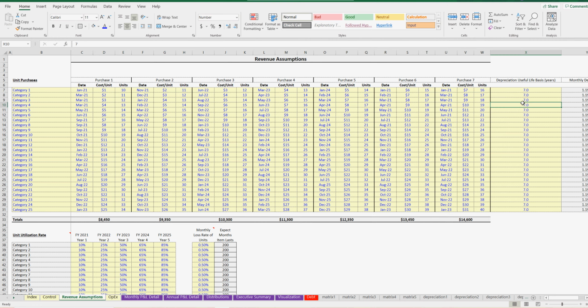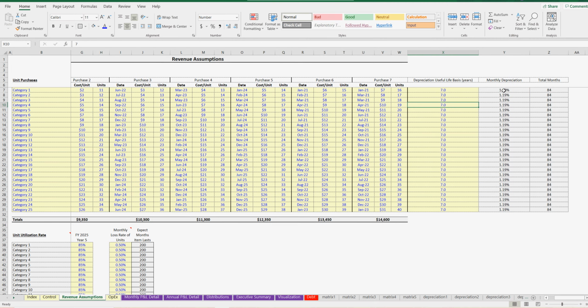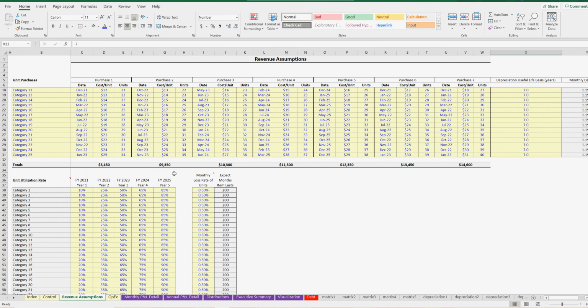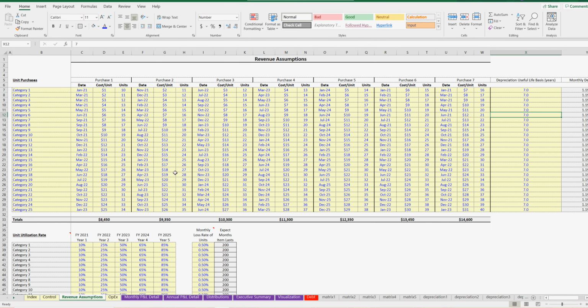So then we have depreciation. It's just a useful life. That's going to define the percentage that it depreciates per month based on what you've bought and the cost of that. It'll go down over time, and you could change these for each category. And that's the main drivers of the model.